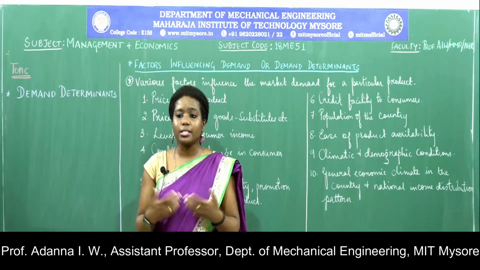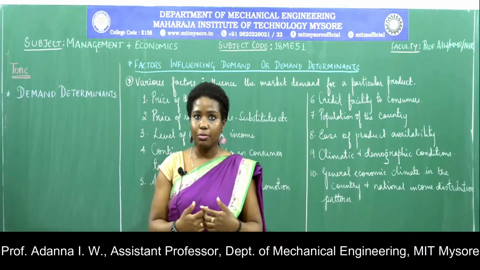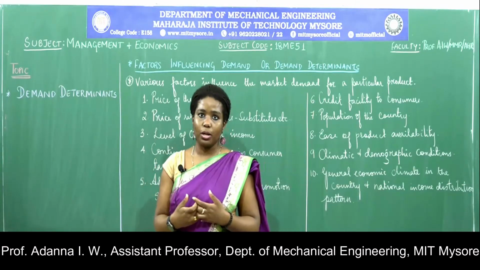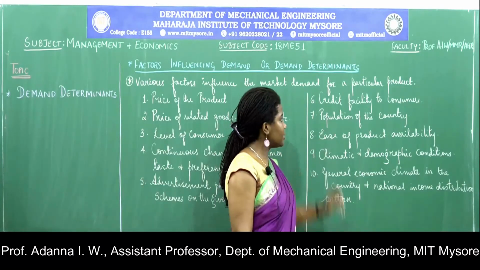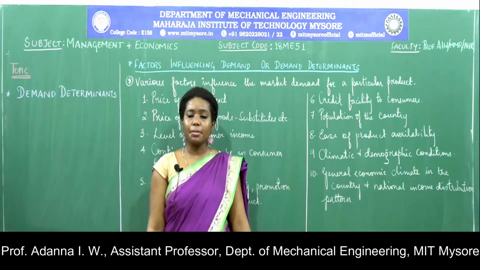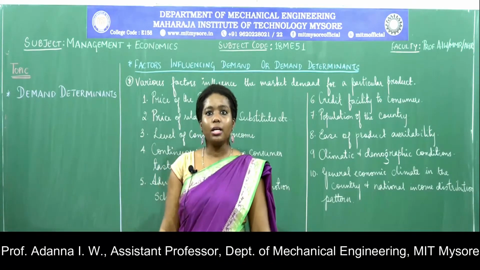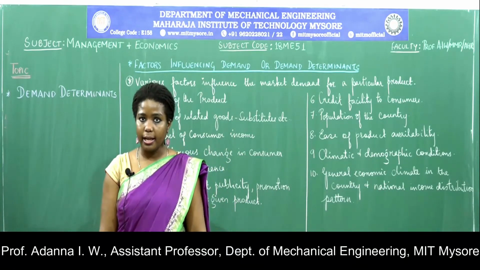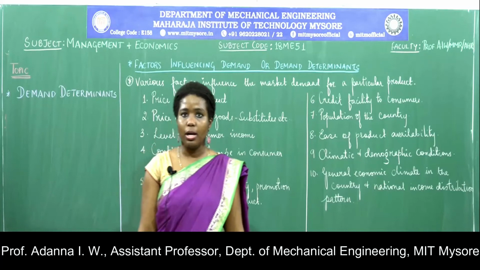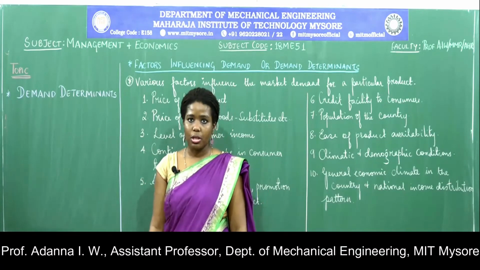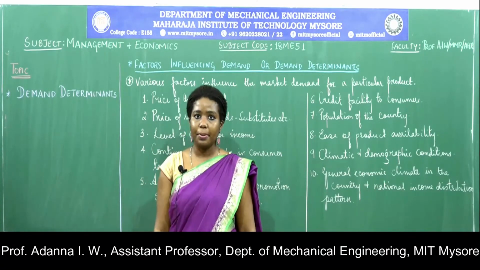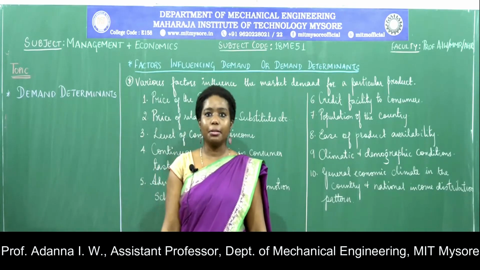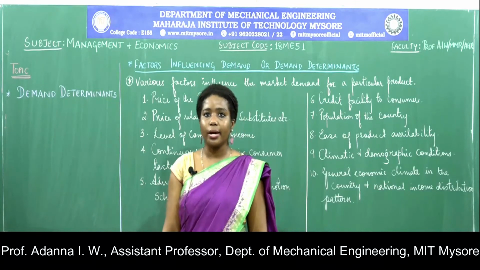If the credit facility is not very user friendly, not very consumer friendly, then it makes it very difficult for the demand of that particular product to be met. Next is population of the country. How does the population of a country determine the demand of a product? Now, whether the population is high or low, certain products are always going to be used. Depending on the kind of people in that population and the number of people in the population, the demand for certain products increases or decreases.